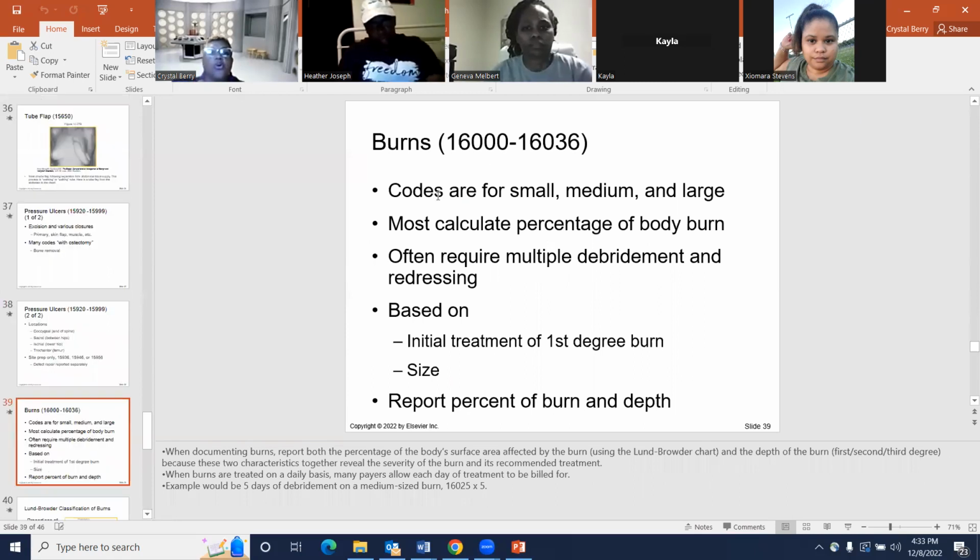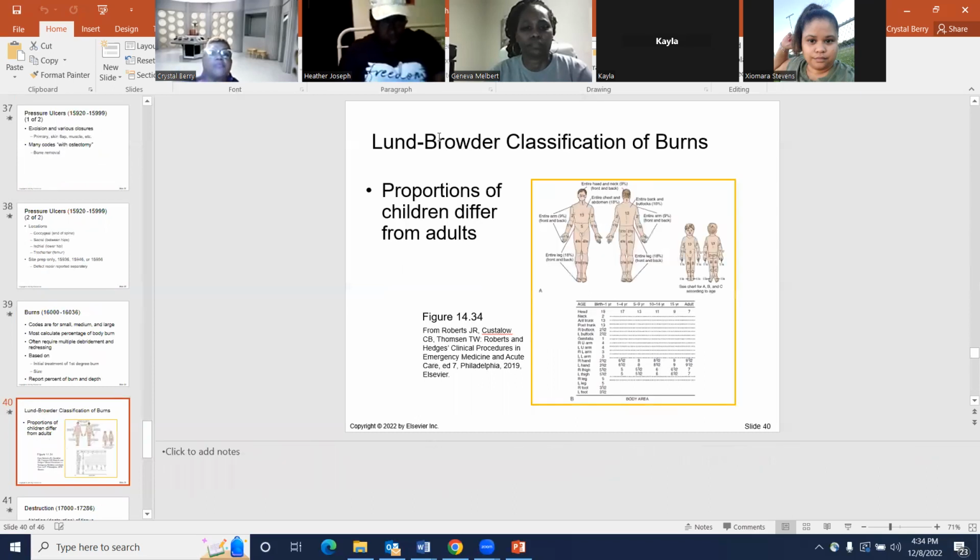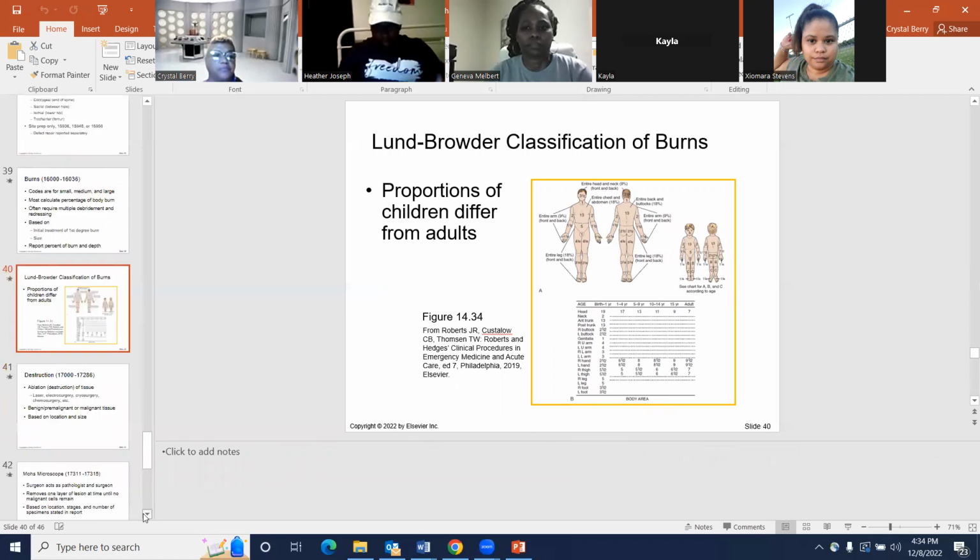Burns. Codes are for small, medium, and large. Most calculate percentage of body burn, often requiring multiple debridement and redressing. It's based on initial treatment of first-degree burn, size, report percent of burn and depth, Lund-Brider classification of burns. Proportions of children differ from adults. So that makes a big difference in the children and adults.